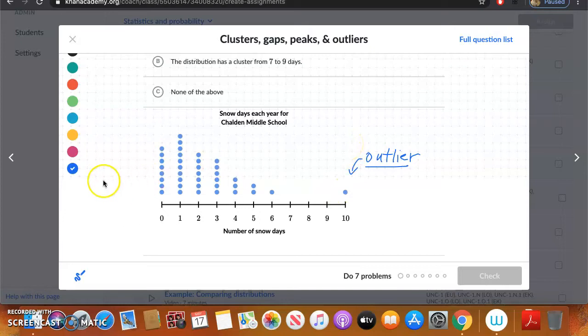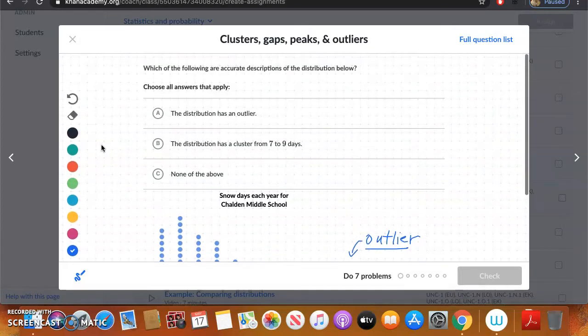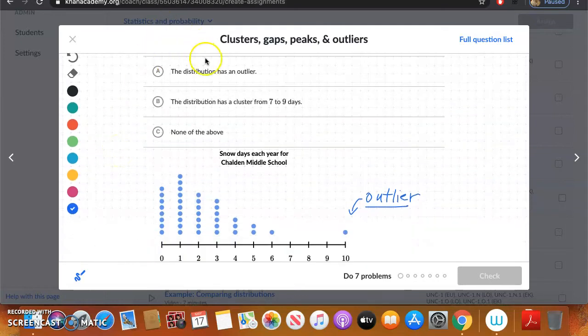All right? So then let's take a look at our choices here. Which of the following are accurate descriptions? Choose all that apply. The distribution has an outlier. Definitely. It's got an outlier to the right. Okay, so A is good, right? A would definitely be a choice. The distribution has a cluster from 7 to 9.